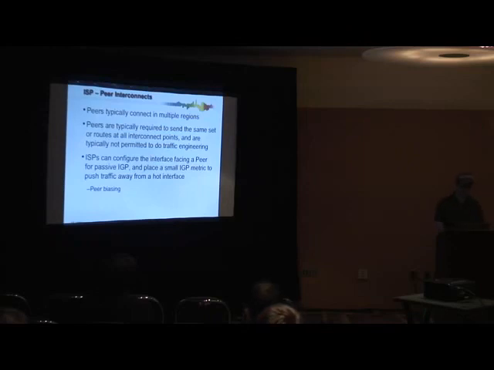So peers typically interconnect in multiple regions, and peers are typically required to send the exact same routes in every place that they connect. And an ISP can configure the interface facing the peer for a passive IGP and place a small IGP metric to push traffic away from an interface that's running hot. This is commonly called peer biasing.